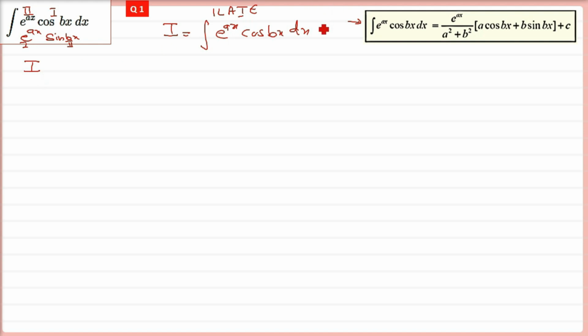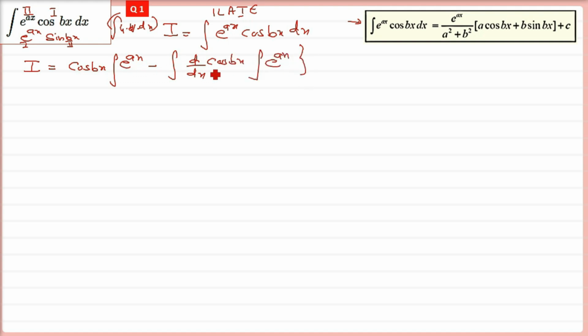This I will be equal to, so integration of uv dx, I told you already in the previous one, so I am going to just apply the formula here. So this is cos bx as the first function, integration of e raise ax, minus the integration of the differentiation of the first function cos bx, and then integration of e raise ax, with the dx. So we have cos bx, integration of e raise ax will be e raise ax, and the differentiation of ax will give you a, and that will be kept in the denominator. So you have a in the denominator, minus.